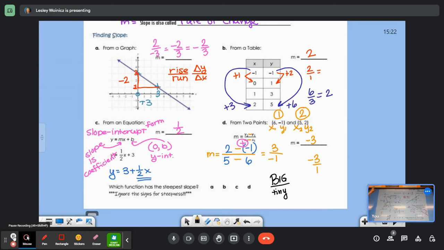This one is the greatest because it's the most positive, but this one is the steepest because it has the biggest number on top, ignoring the signs. Does that make sense? Okay, so we should pick D. It is the most steep. Any questions about why? Okay.